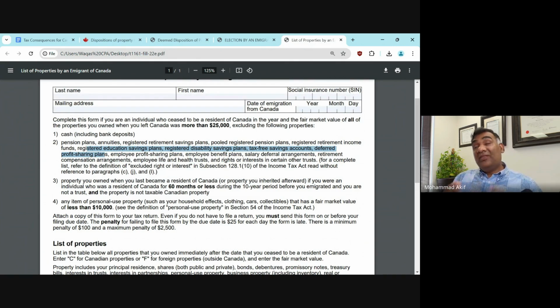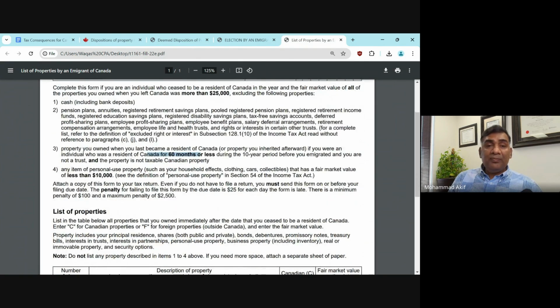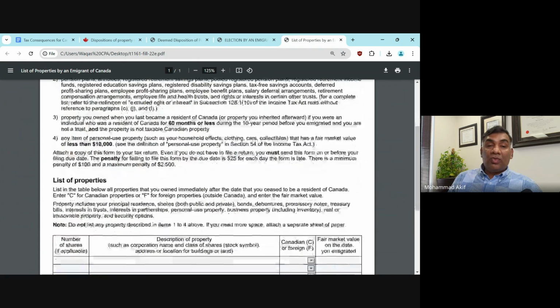The exceptions are, of course, cash and pension plans. This is normal. Anything that you own before becoming a Canadian resident, this is for new immigrants, and the timeline is 60 months. So if you became a Canadian resident but you have been a Canadian resident for less than 60 months, which is 5 years, you don't have to report any other properties that you own in a foreign country. Any personal use property, also, if it's less than $10,000. If it's more than $10,000, you will have to report this on the form.